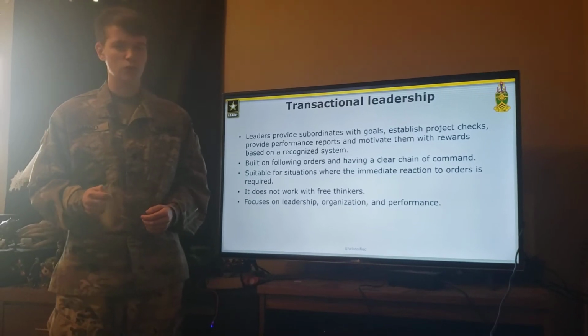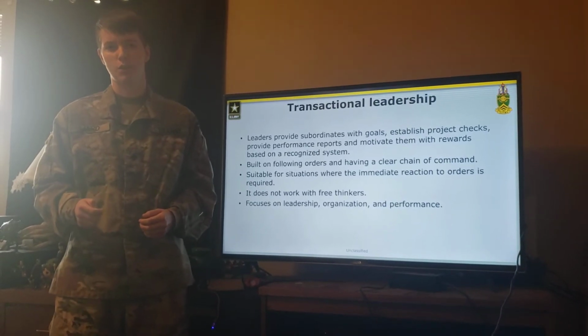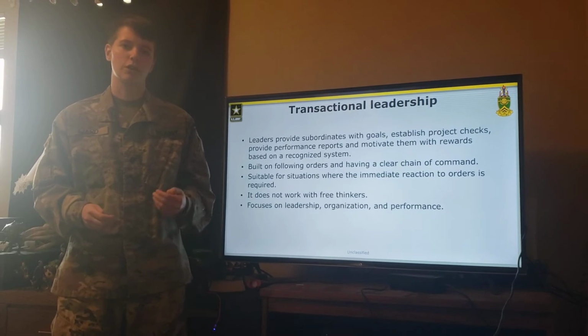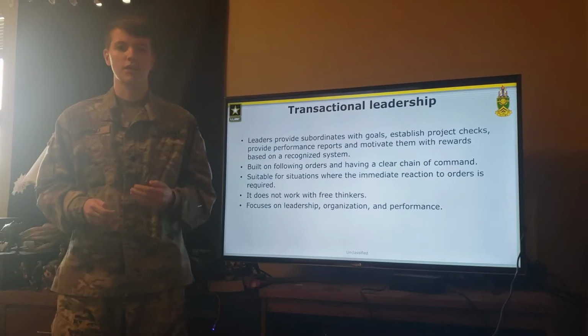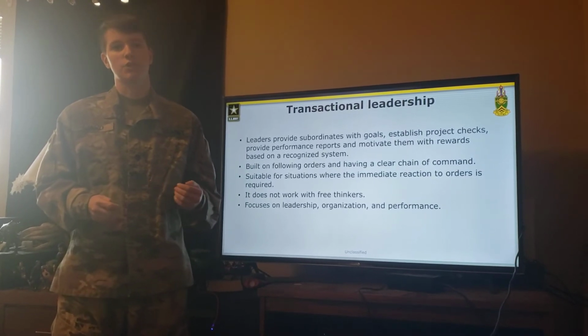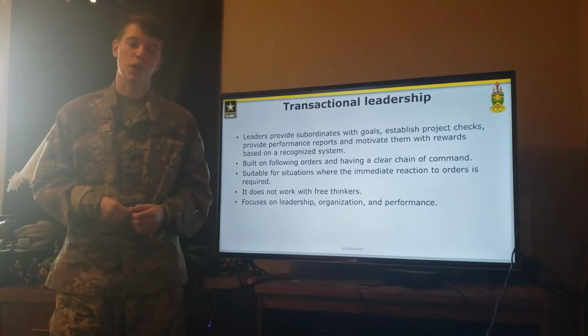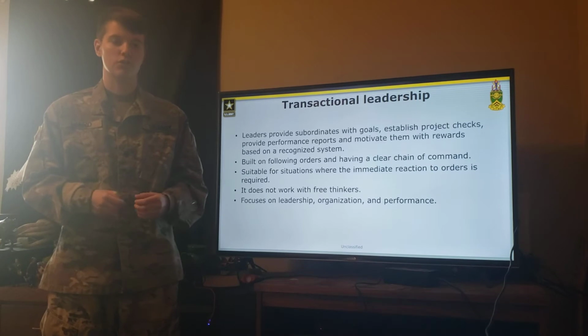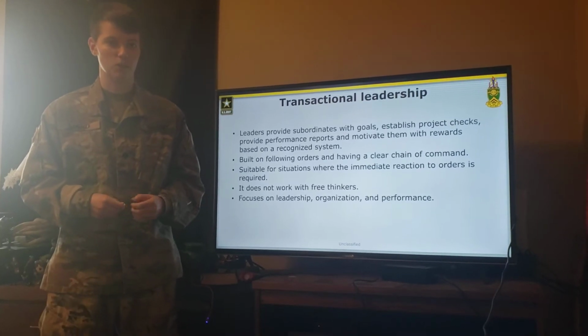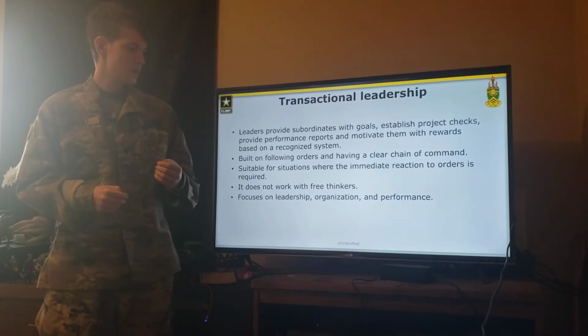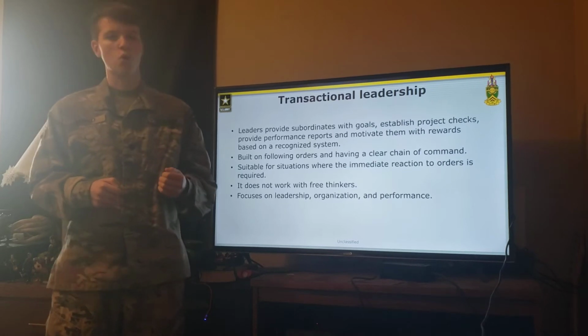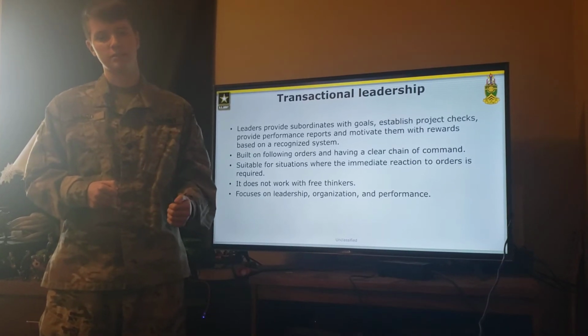It does not work with free thinkers or creativity though, because it is very focused on leadership and following orders. It doesn't allow for those under it, subordinates, to come up with their own solutions to problems. So creativity is not big with this leadership. But it does focus on leadership, organization, and performance.